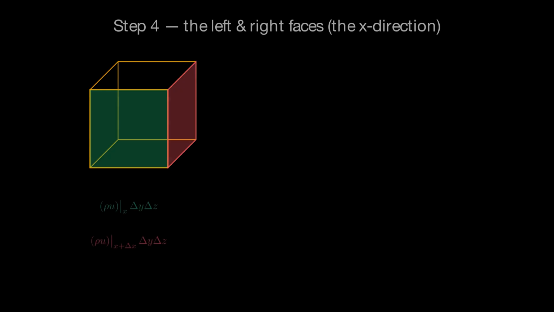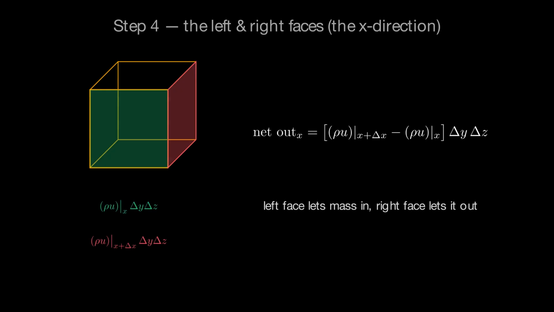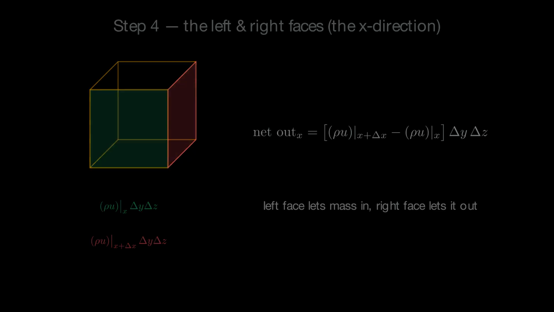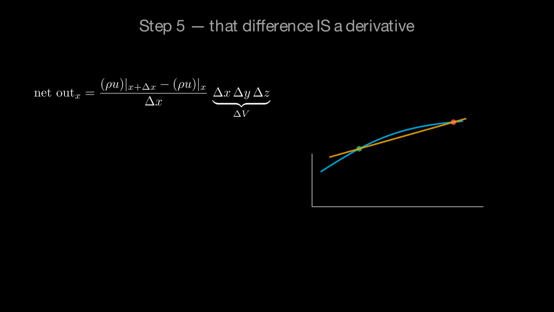Look at just the left and right faces, the x direction. Mass comes in the left face at one rate and leaves the right face at another. The net loss in x is the right face flow minus the left face flow, times the face area, delta y times delta z. Now the one move at the heart of it.